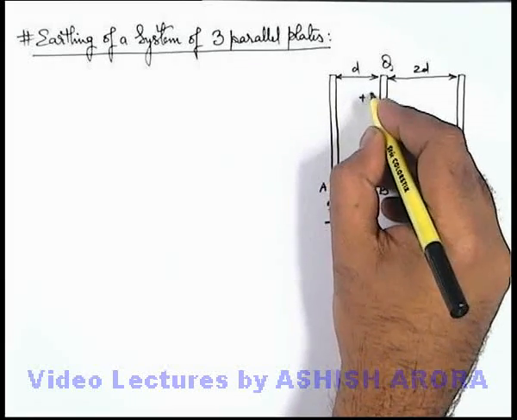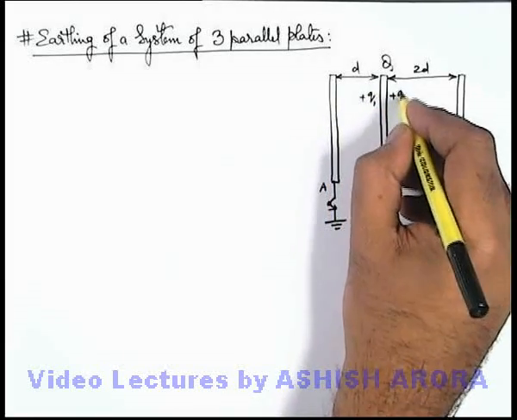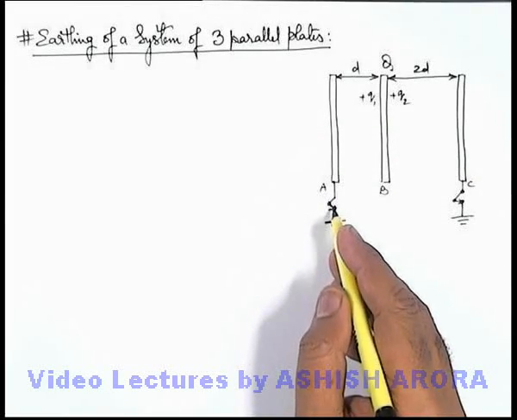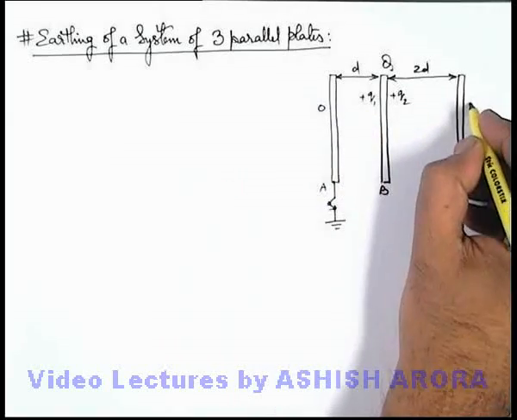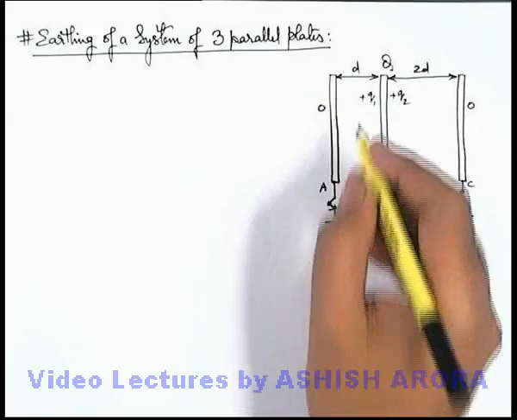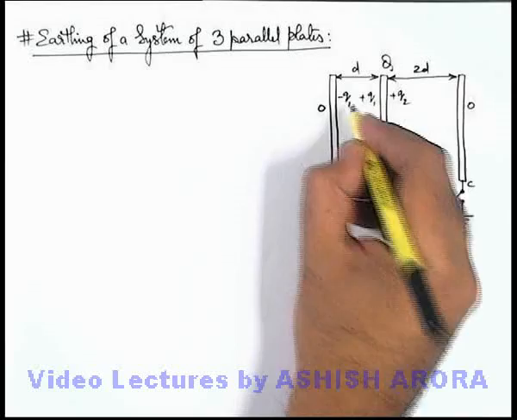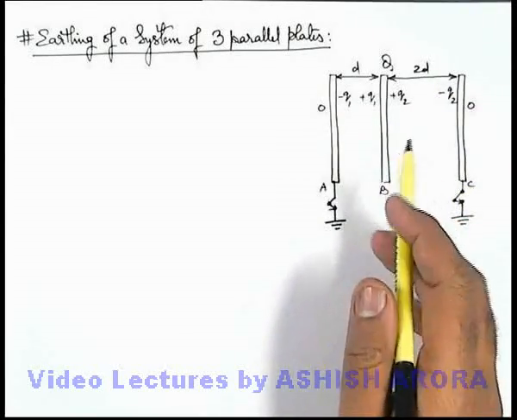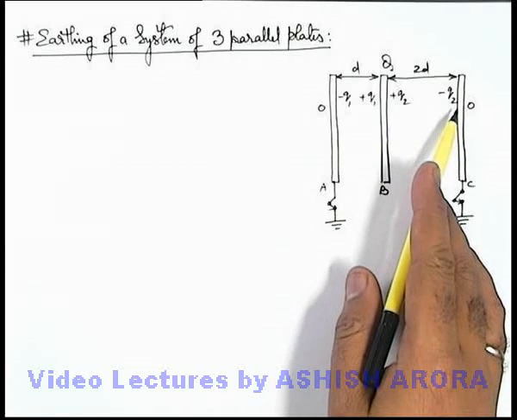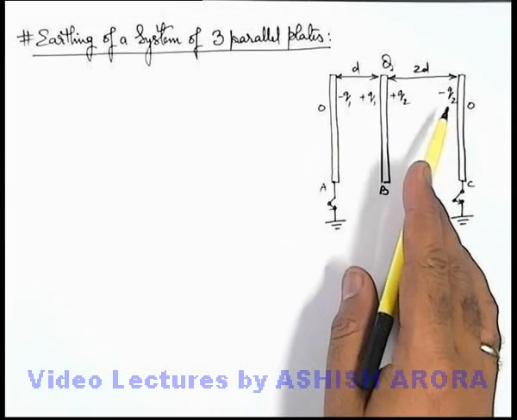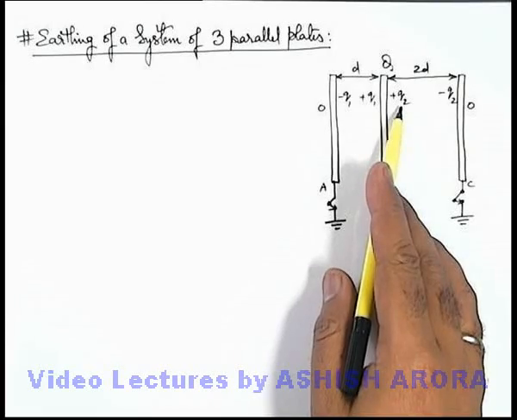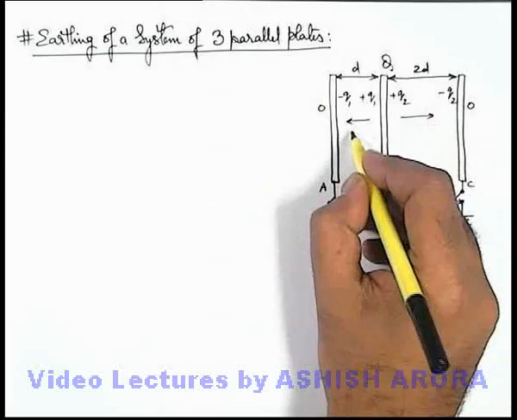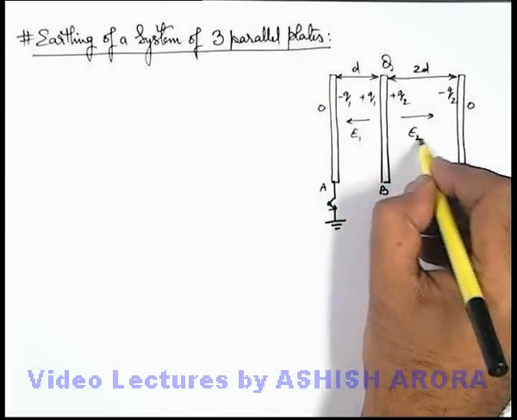Say it is distributed as plus Q1 and plus Q2, and in this situation obviously if it is connected to earth, the outer surface of the system will carry zero charges. On the facing plate it will be minus Q1 and on this plate it will be minus Q2. As we know that whole of the flux will terminate on the inner surface of the other plate, so its charge has to be equal and opposite to this. And here if we talk about the electric field, it will exist in the two directions as E1 and E2.